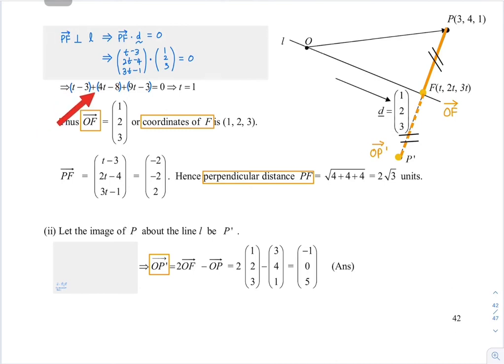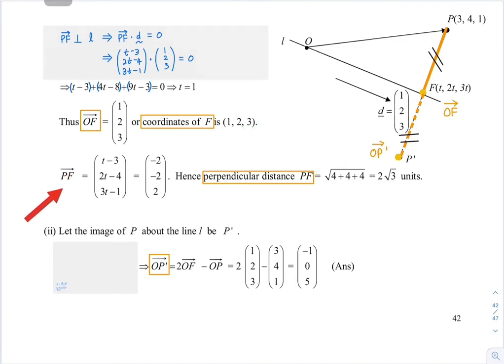Solving for t, we actually get t equals 1. From t equals 1, we can find the position vector of F. Not into here, because this is PF, but we should put the value of t found here into the coordinates of the point F, which was earlier in terms of t. When we do that, we get the coordinates of F. Once we have found the coordinates of F, that is the first goal of the question.